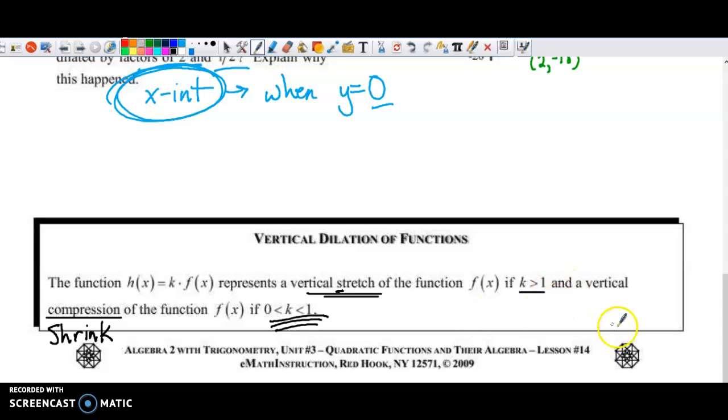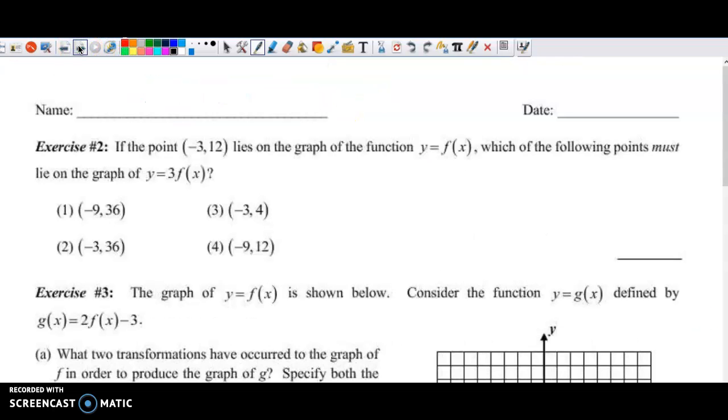And as a reminder before we move on, the negative values make it a reflection, which we already talked about in the previous lesson. So let's examine some more parts of this.